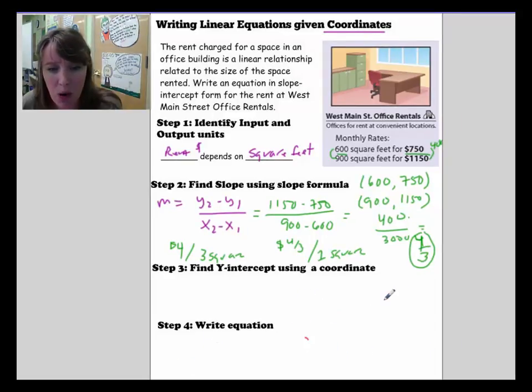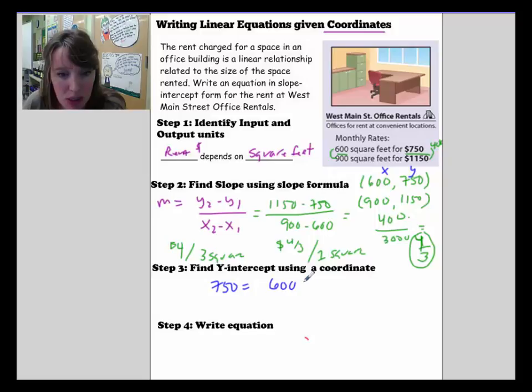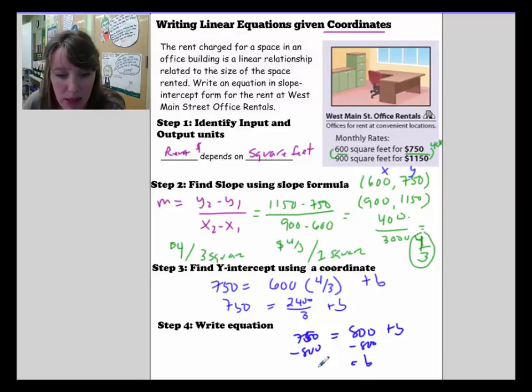Okay, now in order to find the y-intercept, we can use a coordinate. So for instance, let's use 600 and 750. So 750 is the y, 600 is the x. So we can say 750 is equal to 600 times your slope right here plus your y-intercept. Okay, so 750 is equal to 600 times 4 is 2,400 divided by 3 plus b. 750 is equal to 800 plus b, and if you subtract 800 from both sides, you'd have b is equal to negative 50.